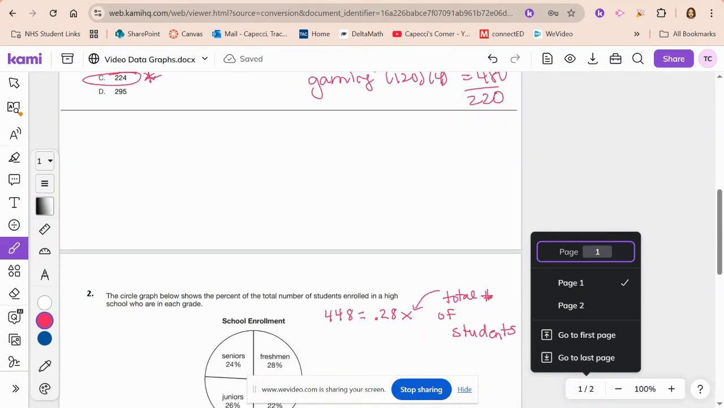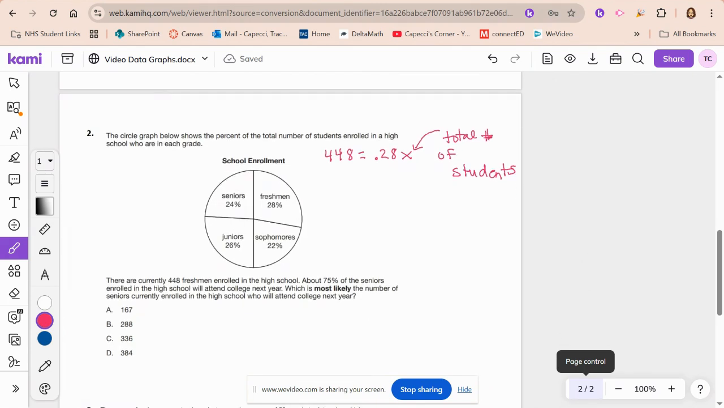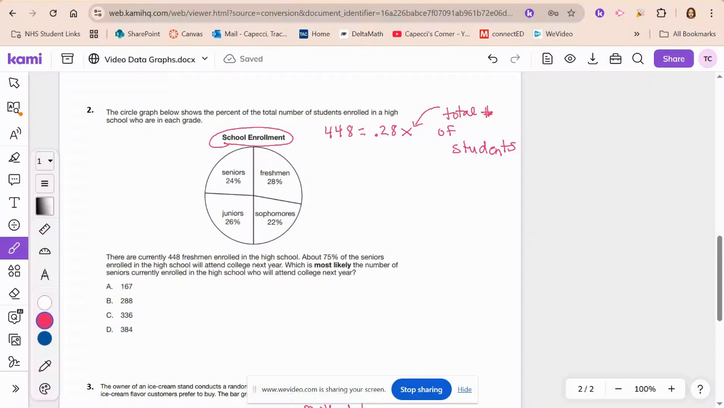All right, let's take a look at the next one. And this one, we're looking at a circle graph. So this question says the circle graph below shows the percent of the total number of students enrolled in a high school who are in each grade. Okay, so we have school enrollment. We can see it's by percent, not by the number of students.